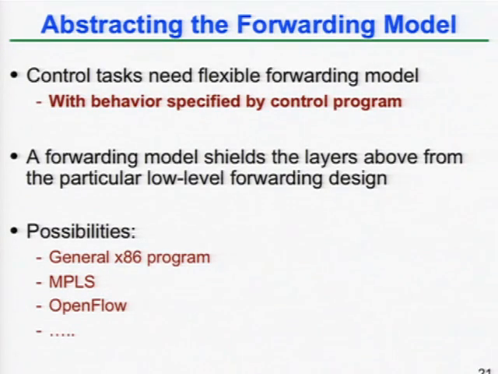And the point is, it doesn't really matter what you pick. You could say, the way we're going to do forwarding is you hand me a general x86 program, and I'll run it, and it'll schedule the packets, and we use, you know, the RouteBricks design from Intel that, you know, it's only about a tenth as fast as forwarding chips, but completely general. Or MPLS, or OpenFlow. It doesn't really matter, but let's pick one. Let's pick a clean abstraction for how we do forwarding, and then we don't have to worry about it anymore.